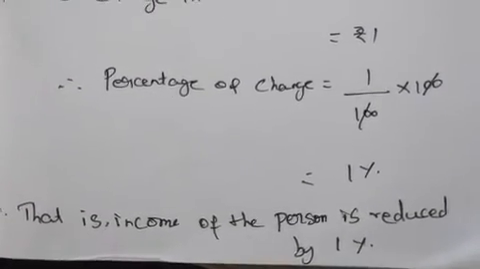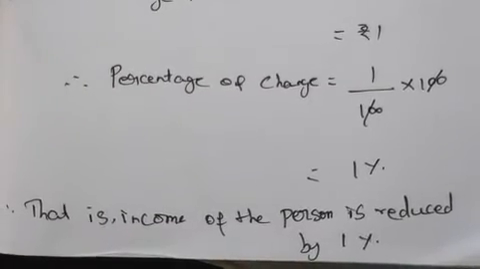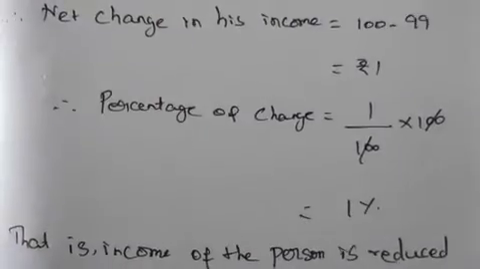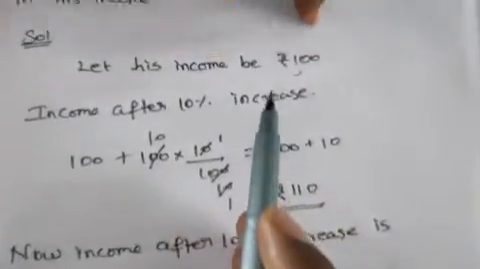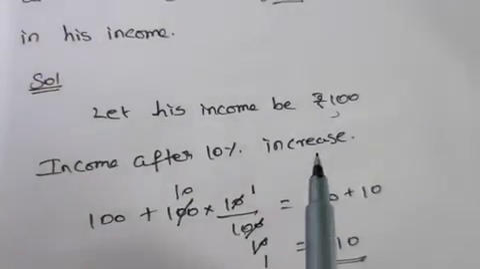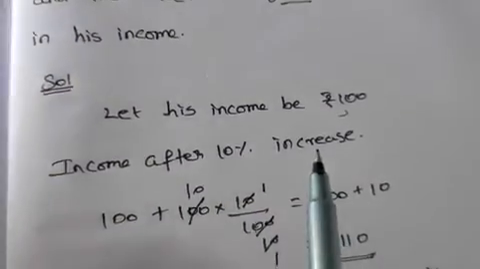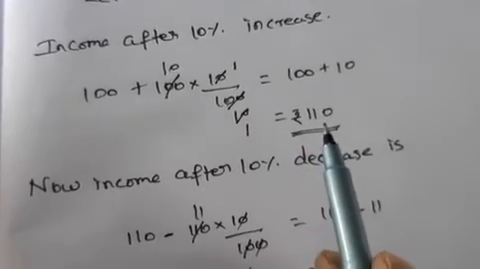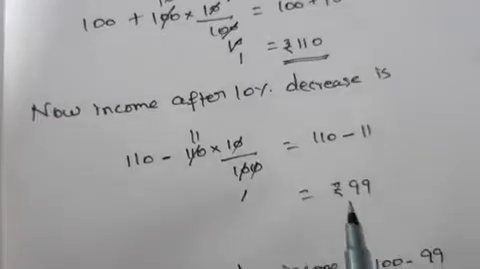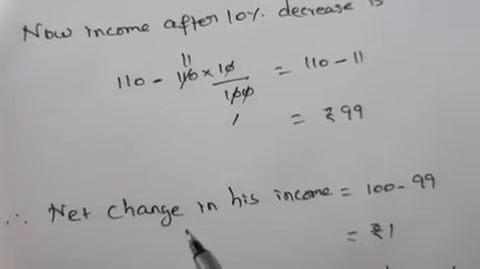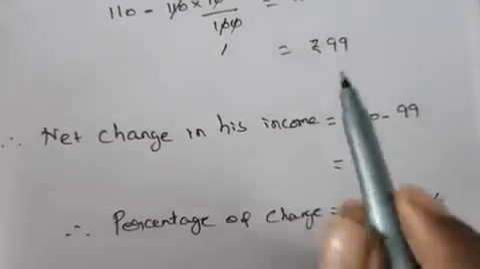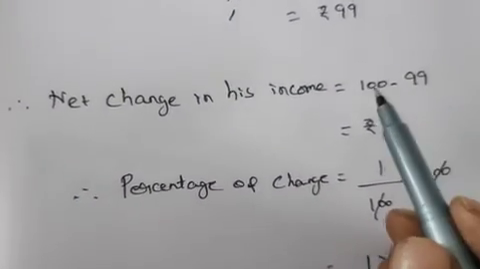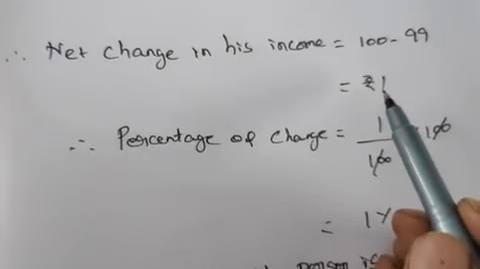We don't know the exact income of the person. Therefore, we assume the income of the person is 100 rupees. Then that income is increased by 10%. After 10% increase, we get 110. Then this 110 is decreased by 10%, we get 99. Then we find the change in his income. The net change is the initial amount and the amount after 10% increase and decrease, that is 99. Therefore 100 minus 99, that is 1.